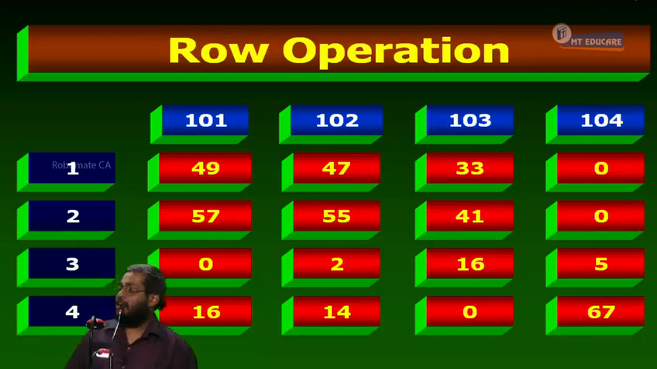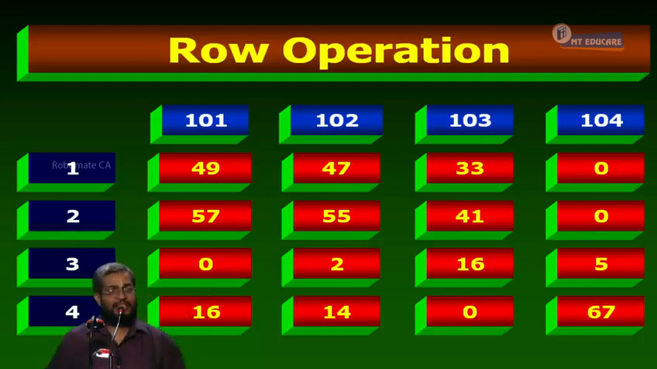Okay, you need not write the flight numbers and all unnecessarily. Just write only the body of the matrix, enough. We come back to that in the final solution. First column: 49, 57, 0, 16, no change. Second column, the least number is what? 2. 47 minus 2, 45. 55 minus 2, 53. 2 minus 2, 0. 14 minus 2, 12. Third column, no change: 33, 41, 16, 0. Fourth column, no change: 0, 0, 5, 67.